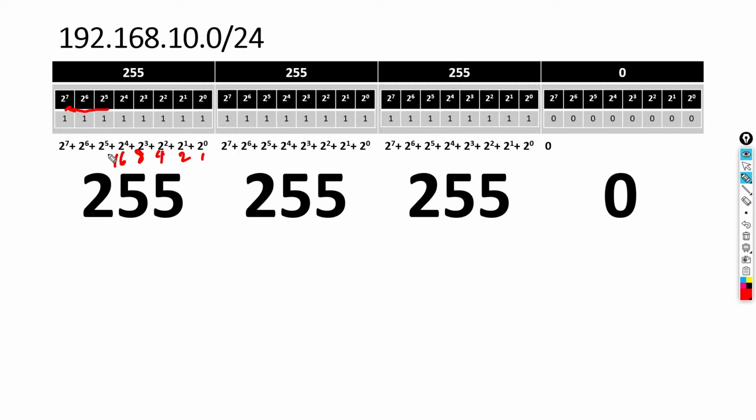2 to the power 5 is 32. 2 to the power 6 is 64. 2 to the power 7 is 128. So if you calculate all the values of the 8 bits, the total answer you will get is 255. So here we have 8 bits, and the value of these 8 bits is 255.